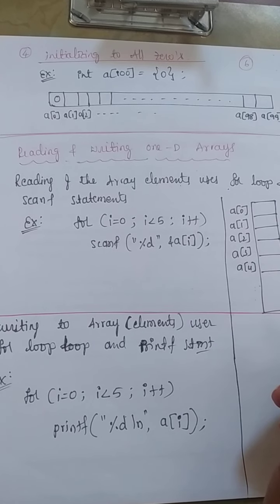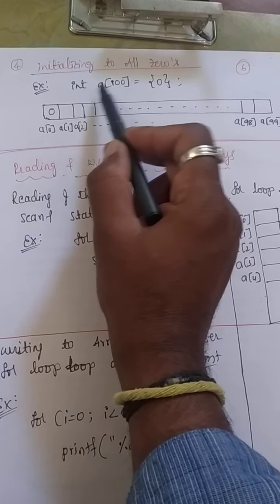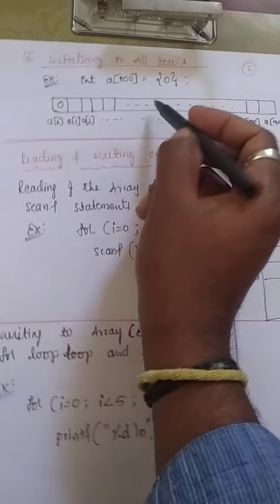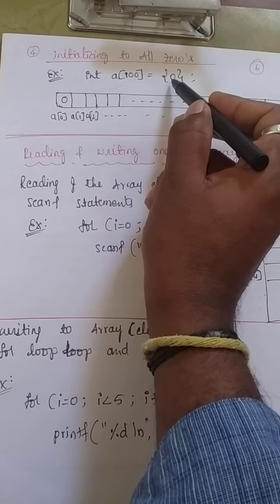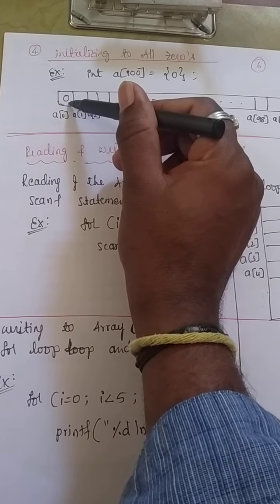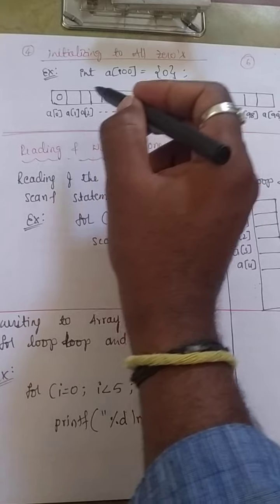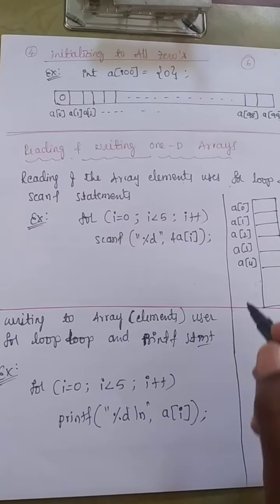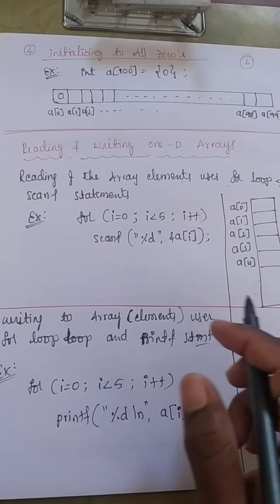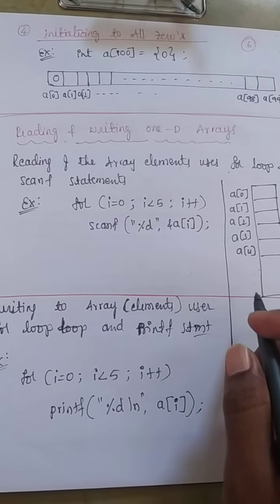So next, the fourth one, we have initializing to all zeros. It means, suppose your array is having 100 locations, int a[100] = {0}, only one time I am initializing 0. What happens in this type of initialization? So 0 will be substituted here, correct? So the remaining locations will be by default filled with zeros. All the 99 locations will be filled with zeros. So this is initializing to all zeros.